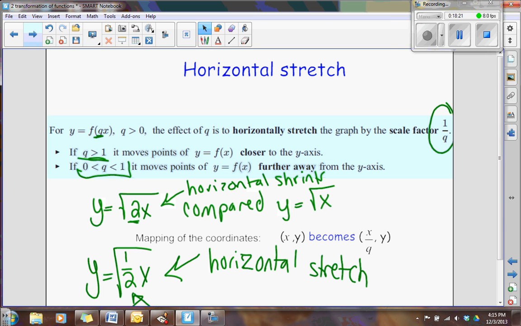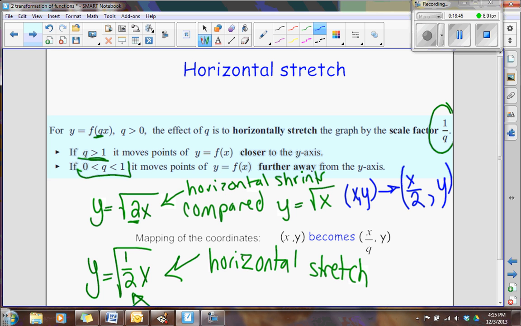So the mapping is that (x, y) is going to go to (x divided by q, y). Y will just stay the same. It's not going to affect it. It's the x that's going to change. So in the first example we looked at, the point (x, y) is going to go to (x divided by 2, y), 2 is our q. So every x value is going to be divided by 2, but keep the same y value. So you can imagine those points are going to grow closer to the y-axis. It's going to be a horizontal shrink.